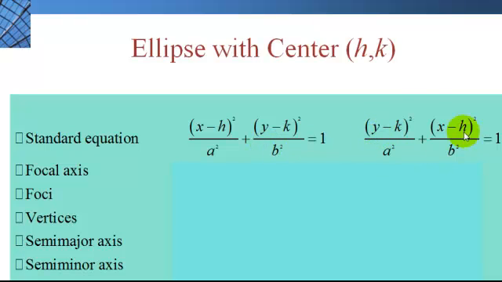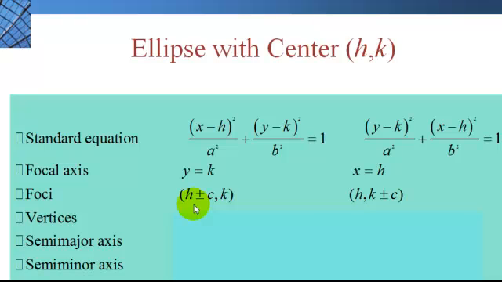Here we have a standard equation for a vertical ellipse. We still subtract the k from the y, the h from the x, and everything else is the same. Our focal axis on this one, it was a long horizontal ellipse, and the y was equal to 0. It was the x-axis. Now y is equal to k for the axis. Here it's a vertical axis. It was the y-axis with x equal to 0. Now x is equal to h.